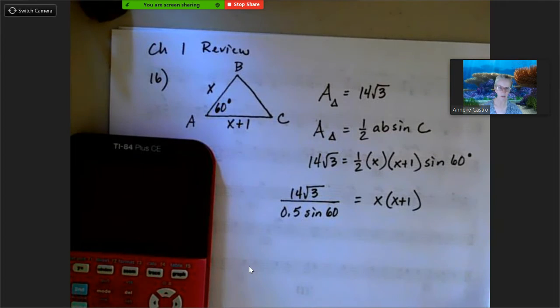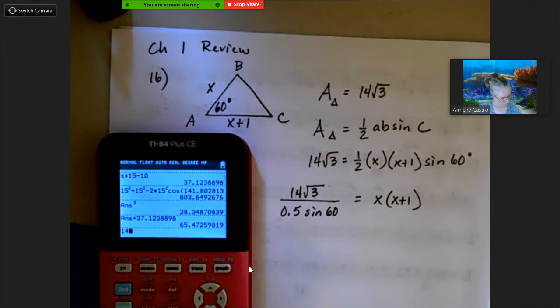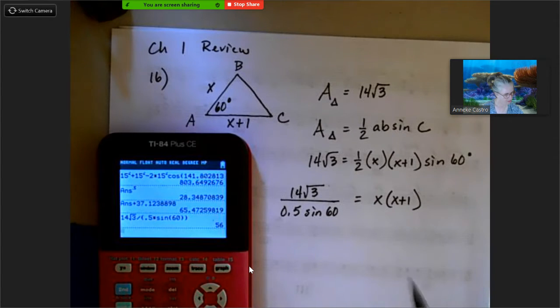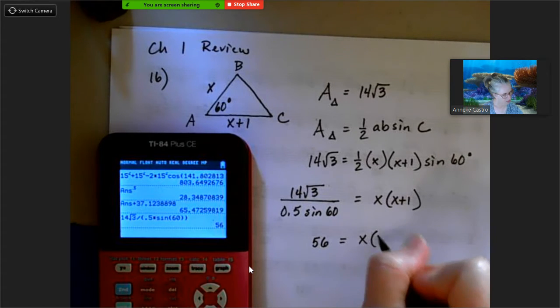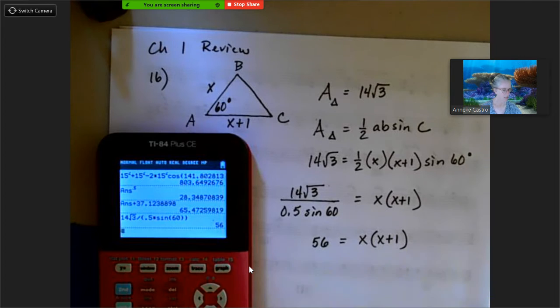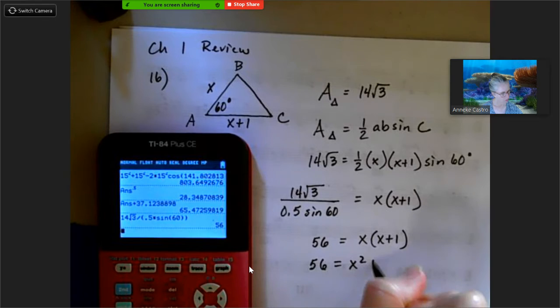Okay, so I'm trying to isolate my variables. Let's go ahead and see what this gets me. So fire up my calculator. And I get 14 square root of 3 divided by, use parentheses, 0.5 times sine 60. And I get 56. Wow, that came out nice. So 56 is equal to x times x plus 1. Notice this is going to be a quadratic. If I distribute this, I get 56 is equal to x squared plus x.